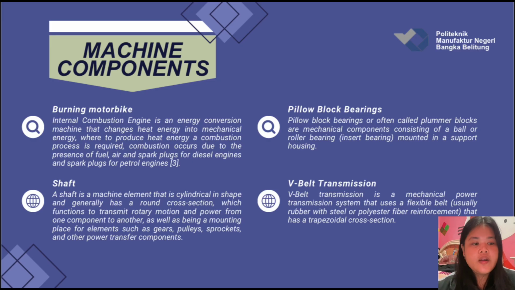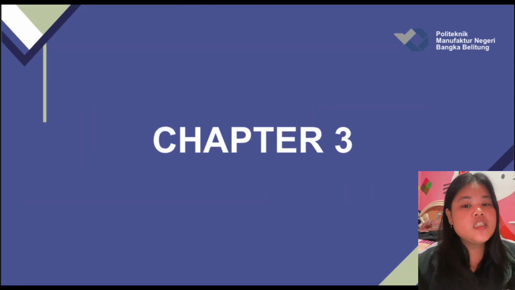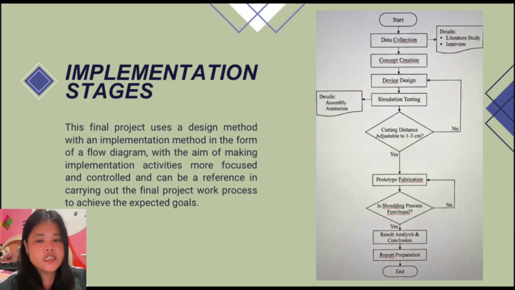Next, there are the machine components. There are four machine components in this oil palm fruit shredding machine, namely the driving motor, shaft, pillow block bearing, and V-belt transmission. Next, we begin chapter 3, the implementation phase. What is in chapter 3? First, there is the implementation stage.